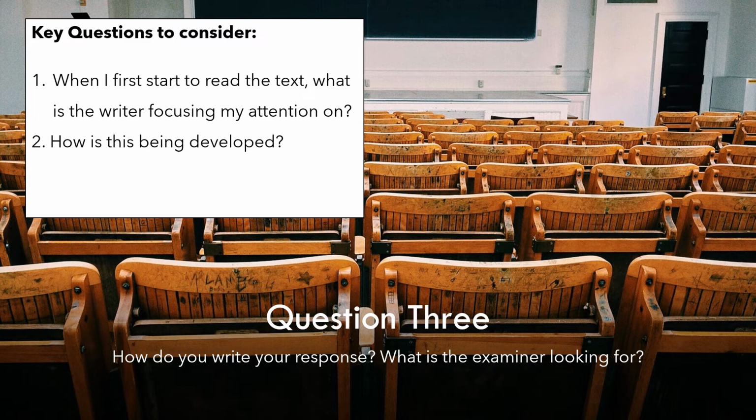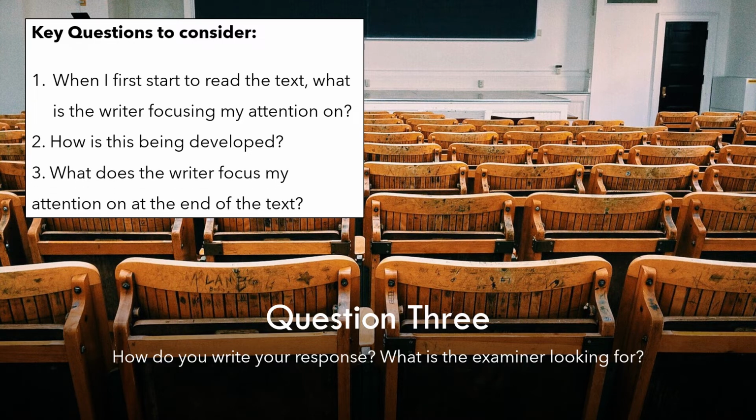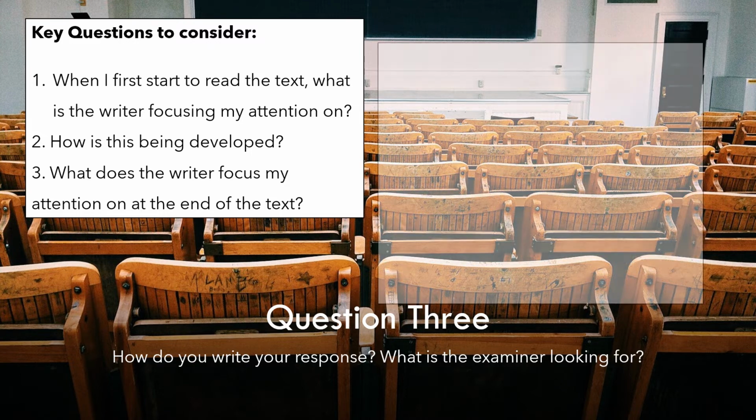Number two, how is this being developed? So regardless of how the story starts, how is it changing? How is it moving on? What shift of focus is being used? And why are we changing focus? Why might that be relevant to the rest of the story? And the final one, what does the writer focus my attention on at the end of the text? The end of the text is massively important, the same way the start of it is as well. So there's always key areas that you want to be looking at whenever you start thinking about putting your response together.